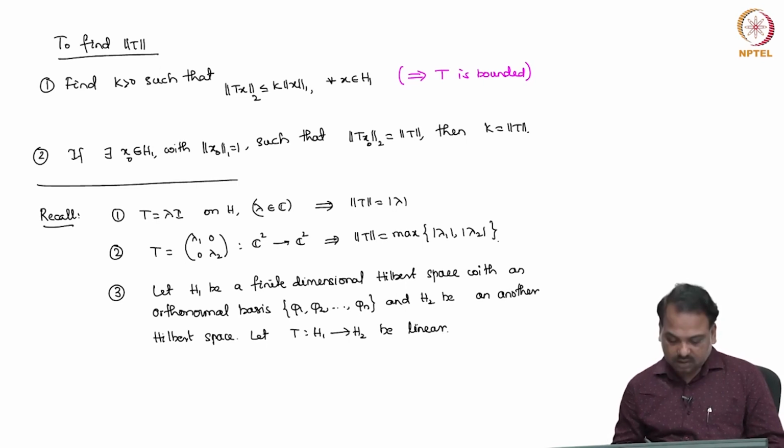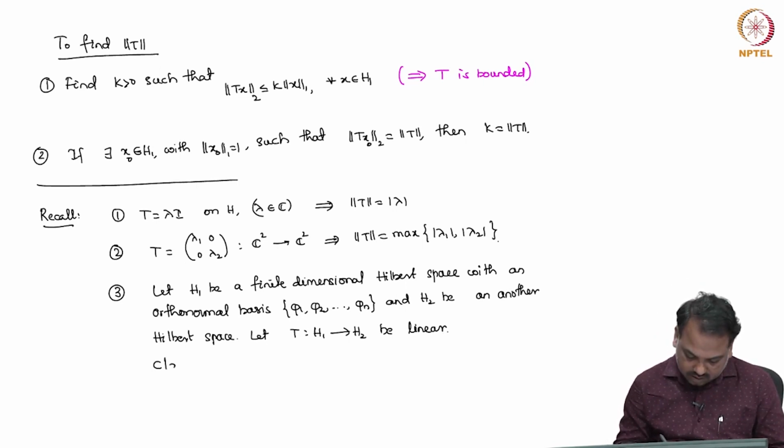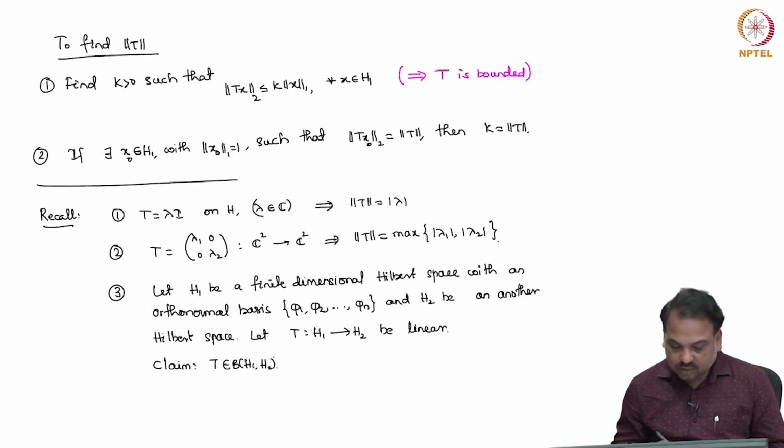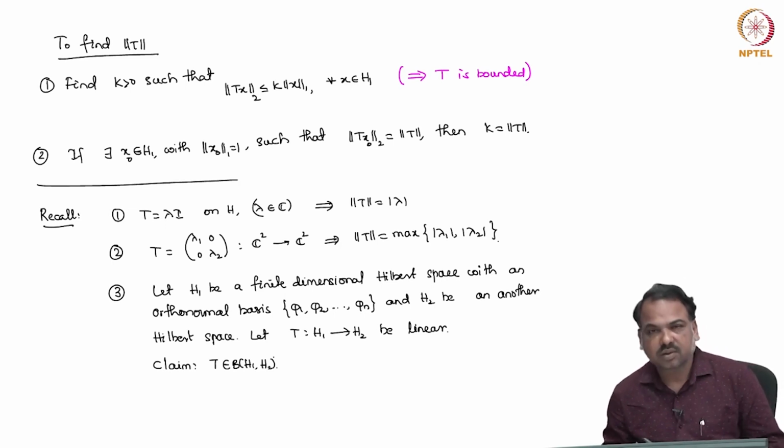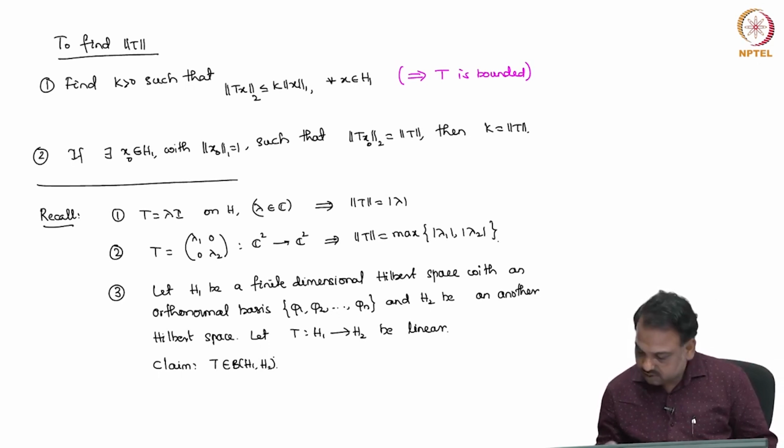What we want to show, the claim, is that T is bounded. As I told earlier, to say that T is bounded, it is enough to find a positive k such that norm Tx is less than or equal to k times norm x. From that we can conclude that T is bounded. But finding the bound, we have to work a little bit more. So let us look at this part.